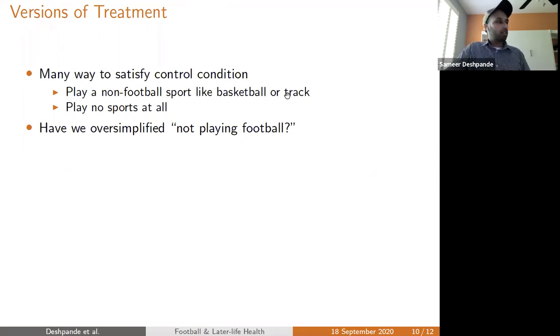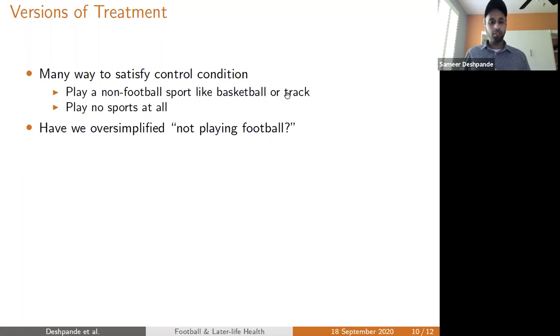And then we started thinking, did we somehow oversimplify this analysis entirely? We started with this analysis of playing football and not playing football, but maybe there are versions of the treatment, or at least in this case, versions of the control. And so how worried about this should we be? The reason we might have to be worried is that athletes and non-athletes can differ in both measured and unmeasured ways. So the question we were really asking is, when we did our analysis and observed some differences and made some inferential conclusions, is this an oversimplified analysis?